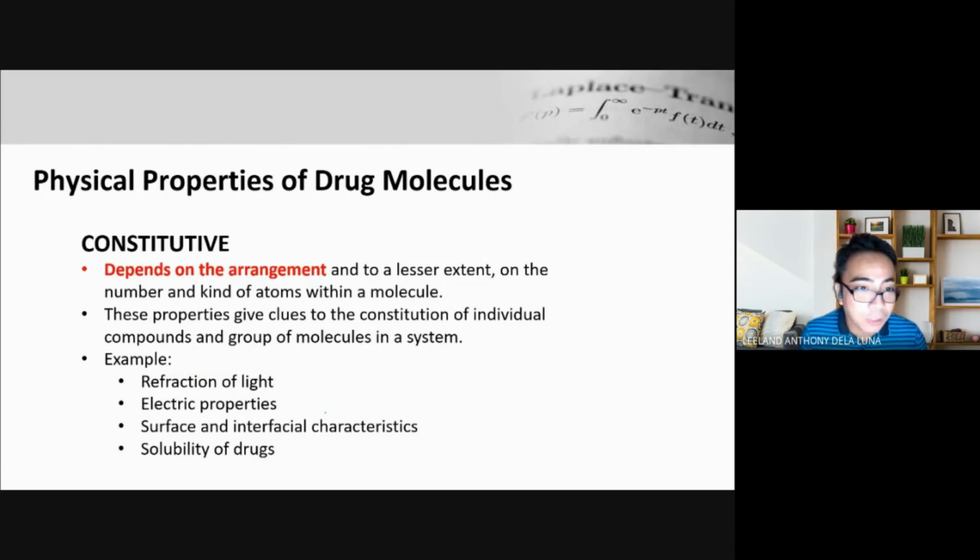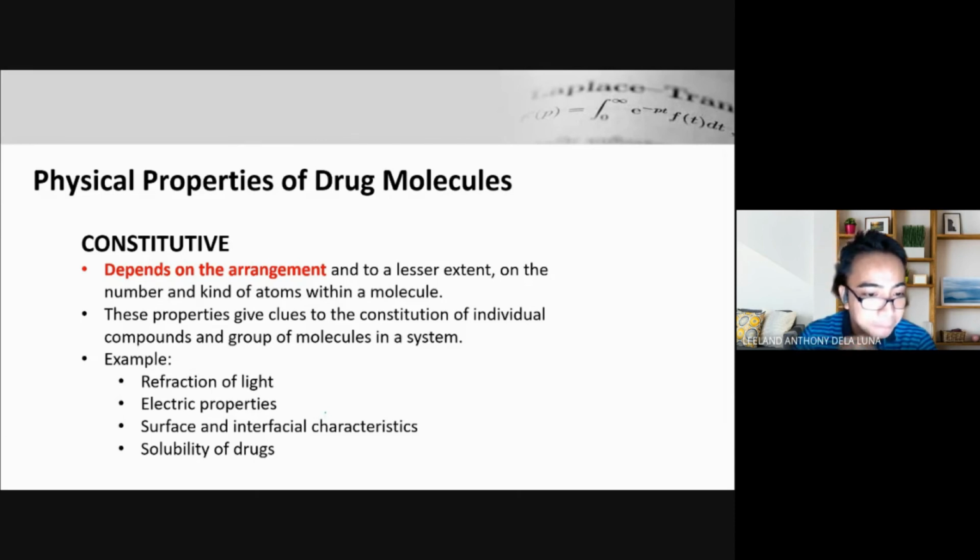And then lastly, class, would be constitutive. Constitutive naman, class, depends on the arrangement of the molecules. Okay? And to a lesser extent, on the number and kind of atoms within the molecule. So how are the atoms or molecules arranged within the structure? Okay? Because this can have an effect, class, on the physical properties of our medication. Right? So these properties give clues to the constitution of individual compounds and groups of molecules in a system.